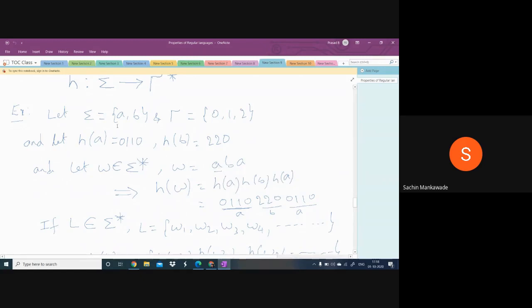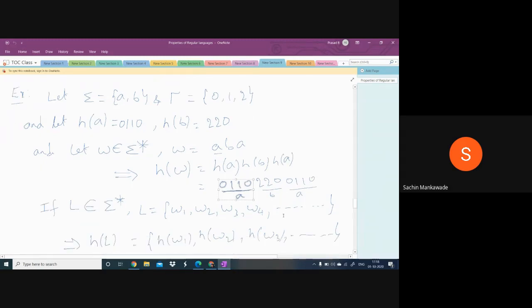Now, h of A, what is h of A? Here it is given. So in A place, we will replace with 110. Now in B place, we will write 220. And again, in this A place, we will replace with 0110. So simply, in A place we are writing this, in B place we are writing 220, and similarly in this A place we are writing 0110. So simply an input symbol will be replaced by a string. This is called homomorphism. This is about a string.